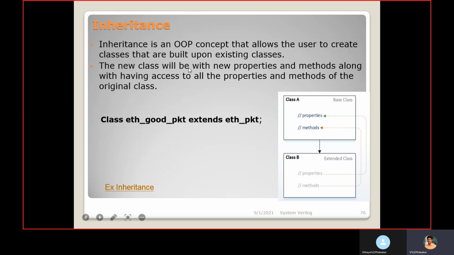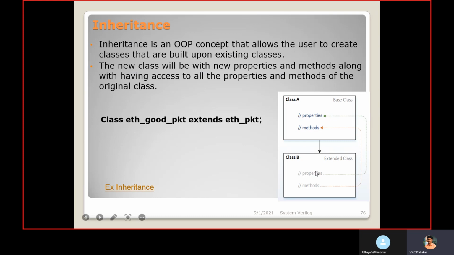Then the new class will be with new properties and methods along with having access to all the properties and methods of the original class. For example, class A is the base class. It consists of the properties and methods. Class B is the extended, or we can say child class. It consists of all the properties and methods available in the base class. We can access those methods and properties available in the base class, and we can add some more properties and methods in the child class.